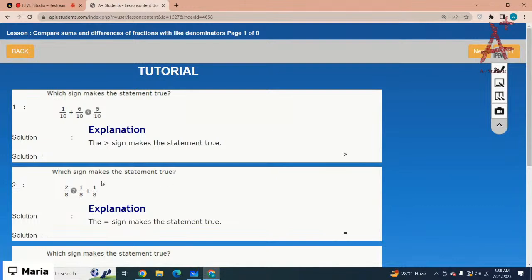So which sign makes the statement true? 2 over 8, 1 over 8 plus 1 over 8. So 1 plus 1 makes 2. That means you have to compare 2 over 8 and 2 over 8. So they both are exactly equal. Let's just start with the test questions.